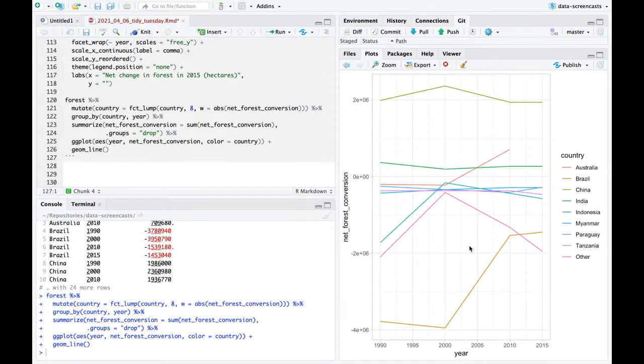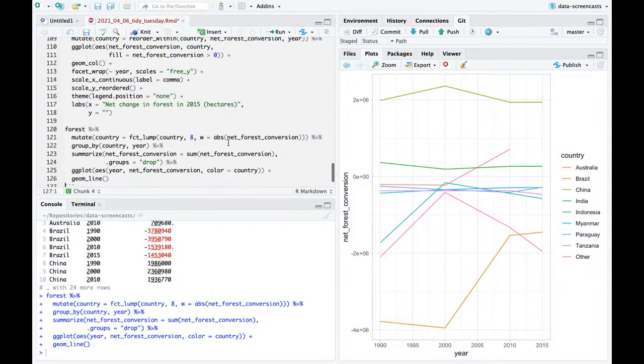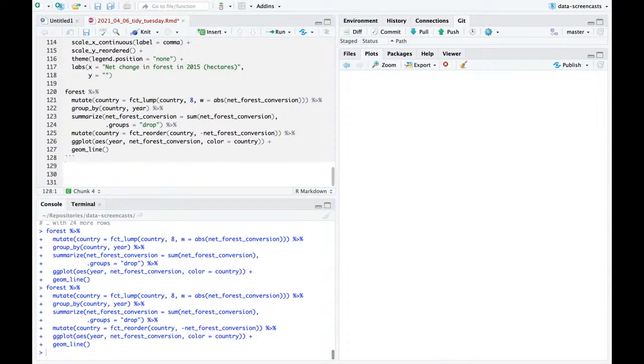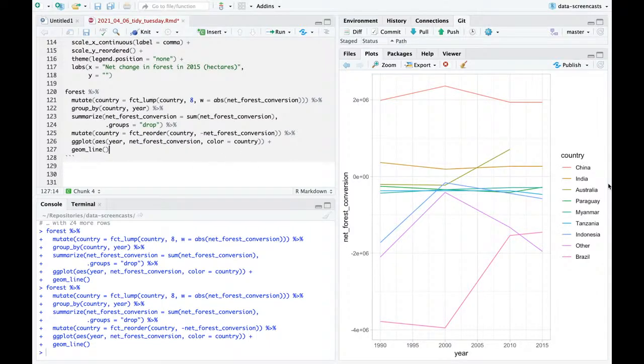Now I can see something like deforestation by year. And I'm just checking, yeah, it looks like we're missing data for Australia. This isn't like it fell off the list for size, it just is missing data in Australia. And I want to do the same trick I did before and say country is fct reorder country by negative net forest conversion. That way I'll order the China on top, Brazil on the bottom, and a couple other things. And yeah, this is another pretty good graph.